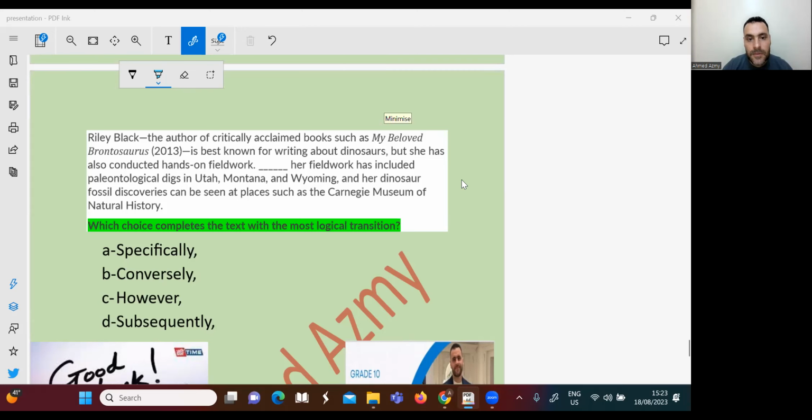طب however. محمد, however like but, like nevertheless, which relationship? Like compare and contrast. بالظبط, يبقى contrast. Subsequently, this is for the order يا جماعة. Order, subsequently, first, next, then.